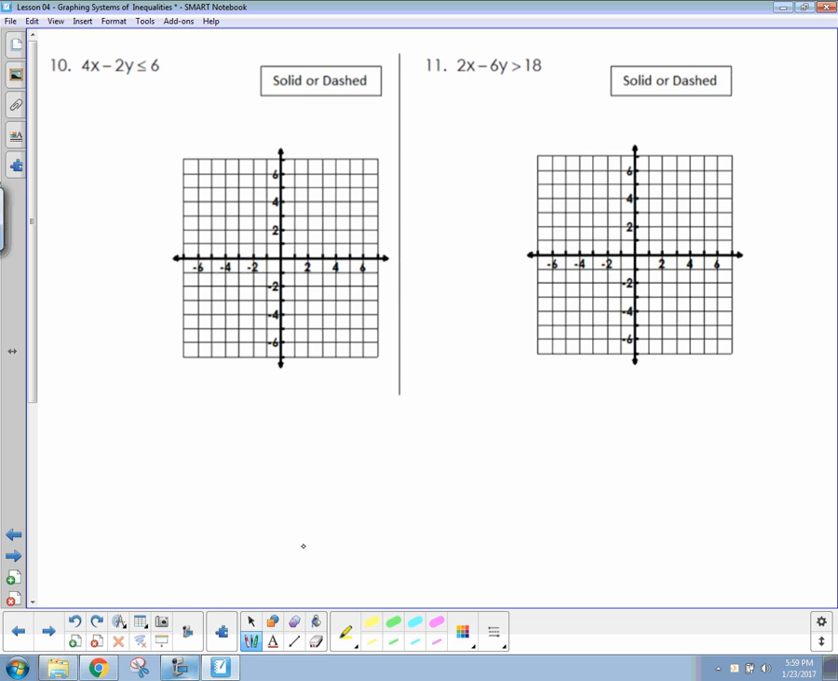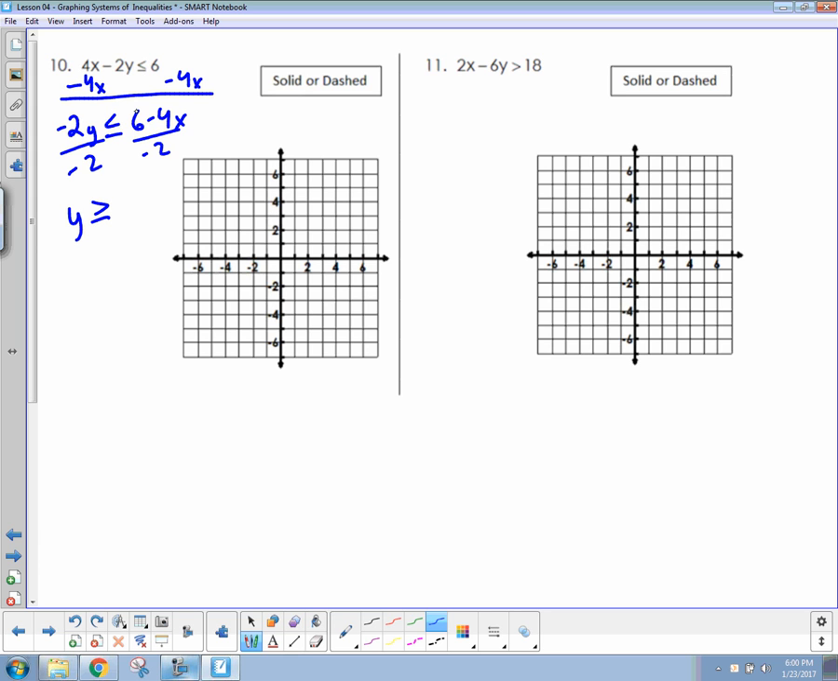Now remember, we have to solve for y. You have to do that first in order to graph the equation. So I'm going to subtract 4x from both sides. Negative 2y less than or equal to 6 minus 4x. Divide by negative 2. Since I divided by negative 2, I have to flip my inequality sign.